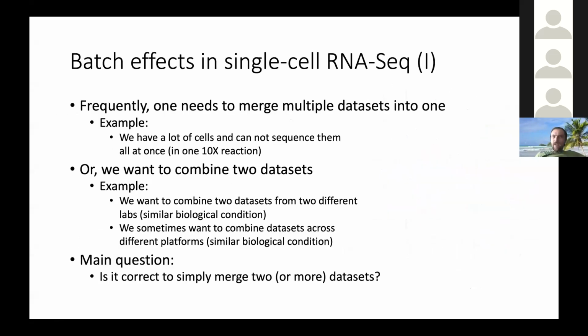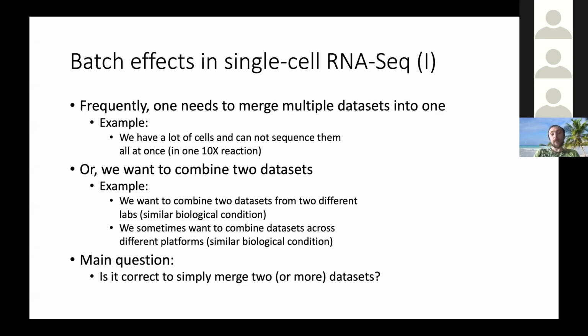So frequently what we want to do with single-cell RNA-seq data sets is to merge them into one. So for example, we have a lot of cells in our sample, and we cannot sequence them all at once in one run. So we can sequence them in several runs, and then we are interested in merging them into one data set. Or we want to combine, for example, two data sets that come from different labs, but share the same biological condition. Or we want to combine data sets across different platforms. For example, 10x or SMART-seq2, they have different properties, the technologies. So therefore, we will see some discrepancy between two data sets.